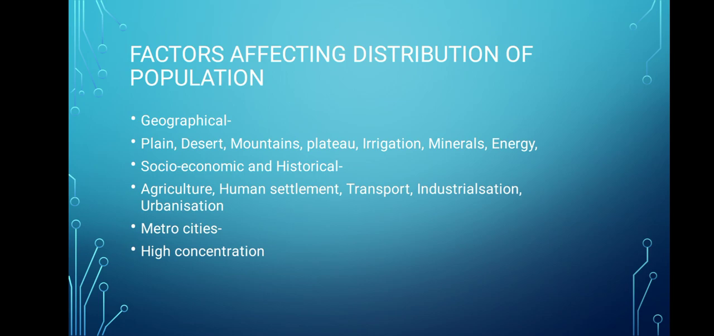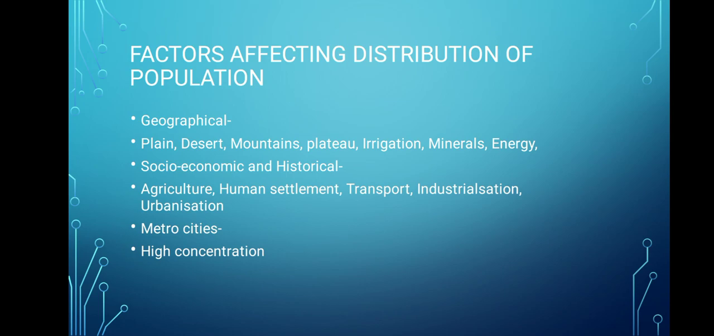Transport and industrialization also play an important role in deciding human settlement and other activities, because if transport is easily available, people can migrate from one place to another. Secondly, the produce can also be transported from one area to another, and this is the factor that helps in the development of industrialization. As people prefer to settle in such areas, urbanization also develops there.